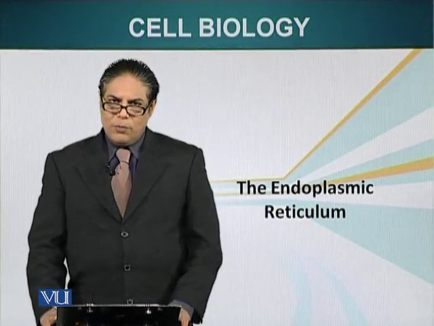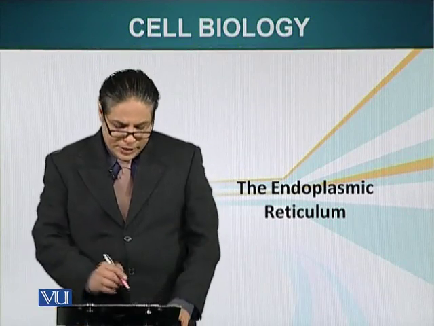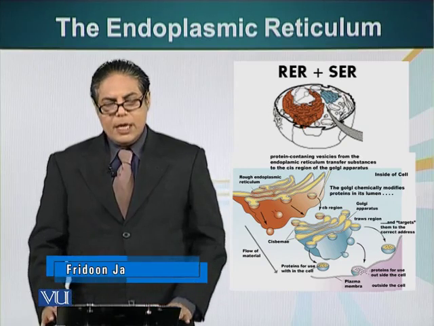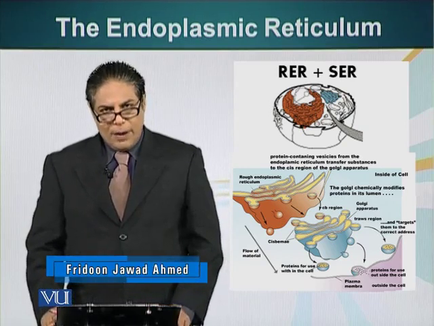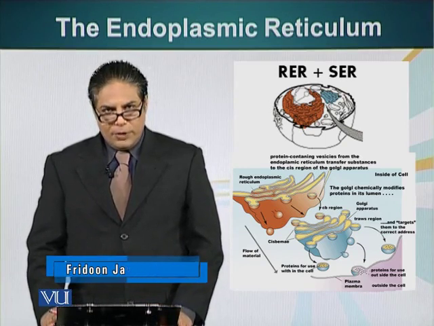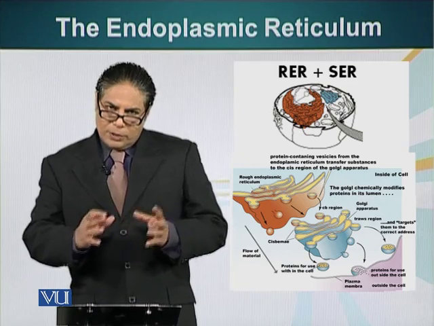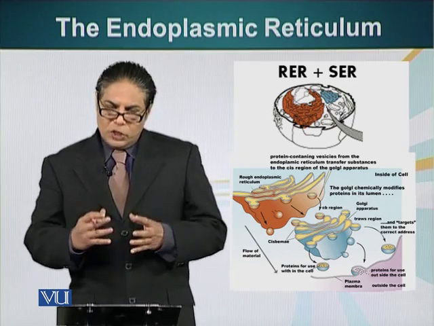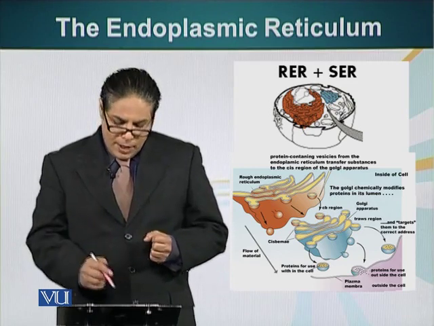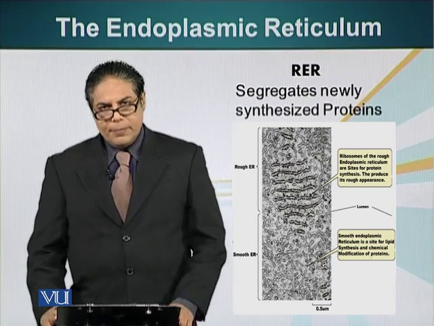In this module, we'll talk about endoplasmic reticulum. Endoplasmic reticulum is composed of two different components, RER, the rough endoplasmic reticulum, and SER, the smooth endoplasmic reticulum. Both these components of the cell play a very important function in sorting proteins and modifying proteins. Let's talk about the rough endoplasmic reticulum first.